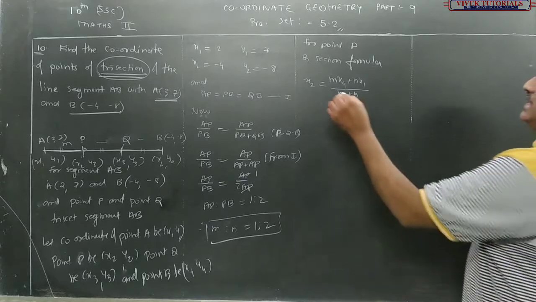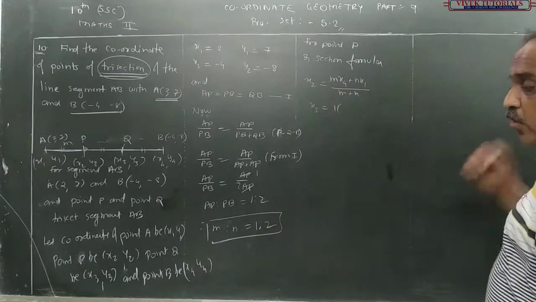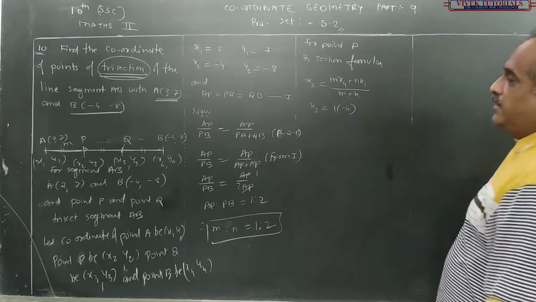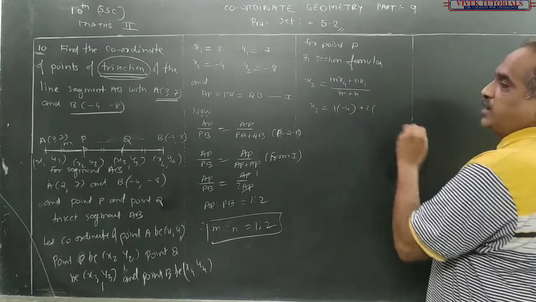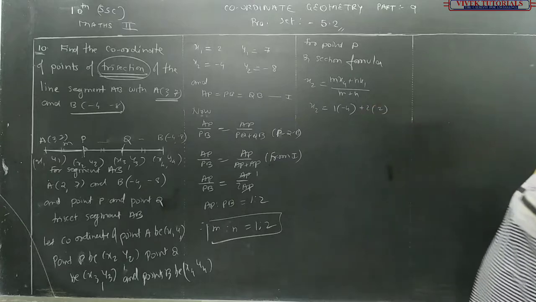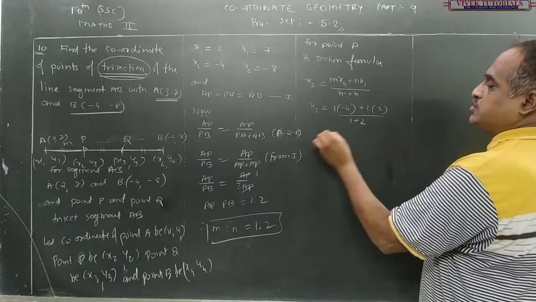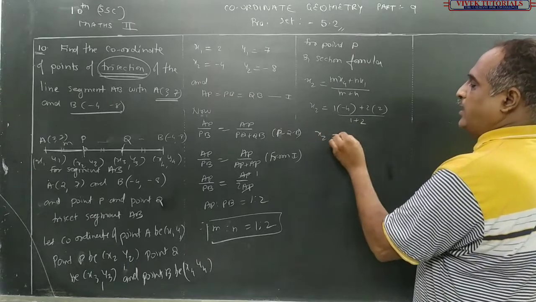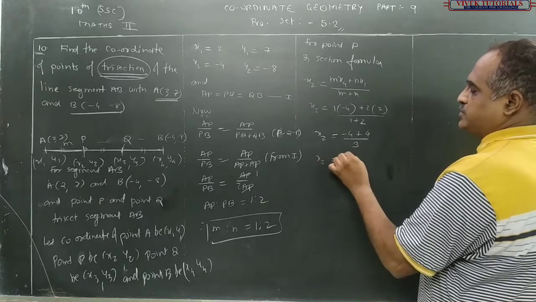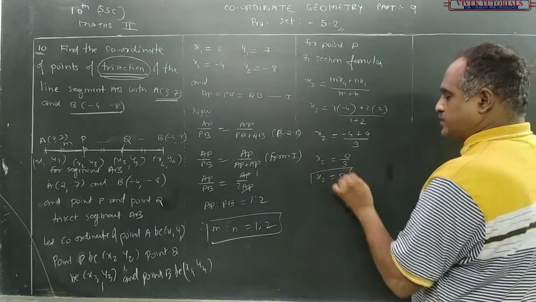So x2 is equal to m का वैल्यू कितना है, 1, into x4 का वैल्यू है -4, plus 2 into x1 का वैल्यू है 2. Is it right? Upon 1 plus 2. So x2 is equal to -4 plus 4 upon 3. x2 is equal to 0 by 3, or x2 is equal to 0.